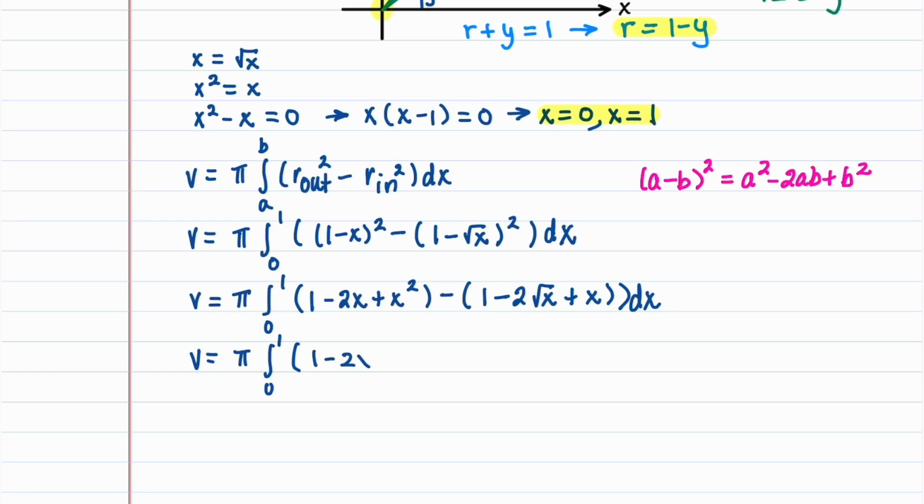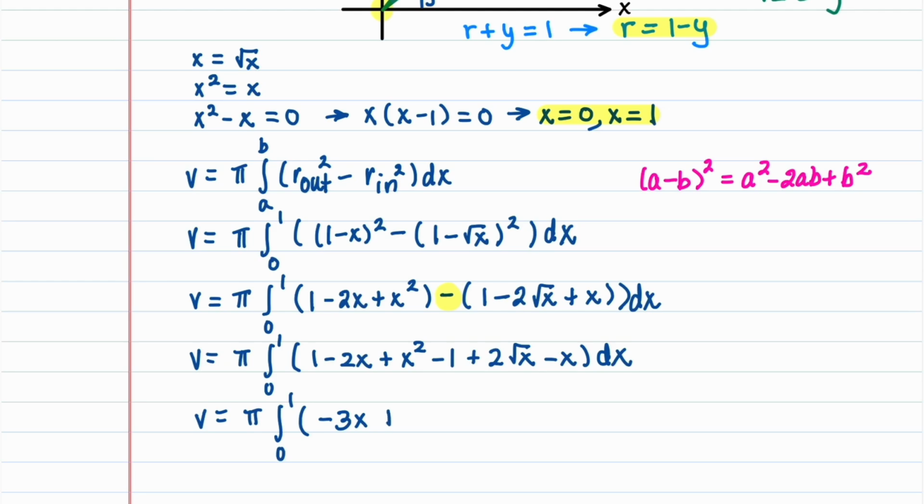So we have 1 minus 2x plus x squared minus 1 plus 2 root x minus x. I really think it helps to break this up into 2 steps so that you don't forget to multiply that negative through to all 3 terms. Now it looks like we can simplify this before we integrate it. The 1s are going to cancel. We can combine our x's, so we have minus 3x plus x squared plus 2 root x, and I'm going to write this as 2x to the 1/2, because that makes it easier to integrate.